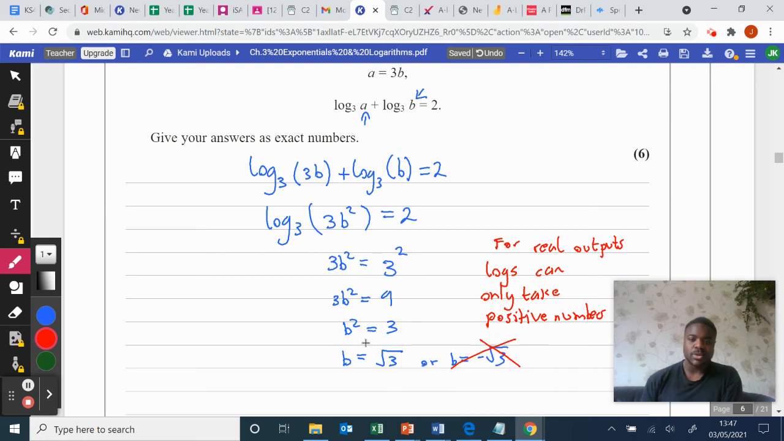So in actual fact, our only solution is b is equal to root 3. Therefore, a is going to be 3 times root 3. And this is our solution set for this question.